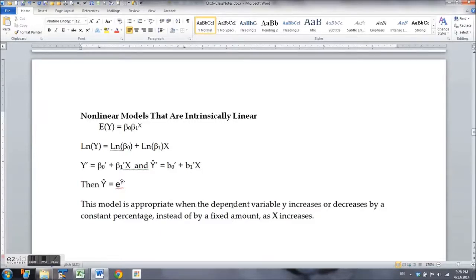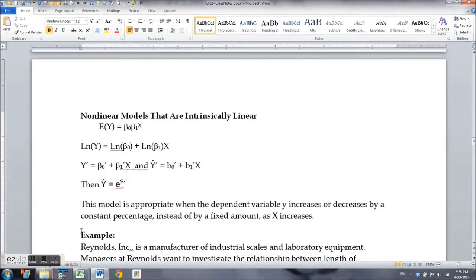When this model is appropriate, when the dependent variable y increases as x increases by a percentage, by a proportion instead of a constant value. If you use a linear model, then as x increases, y will increase by exactly the same amount no matter what the x value is. But if it is dependent on the x value, then it will look like that. So let's look at an example now.